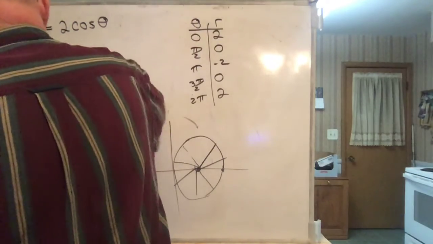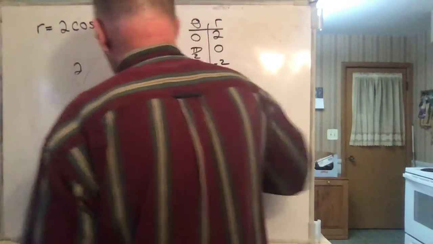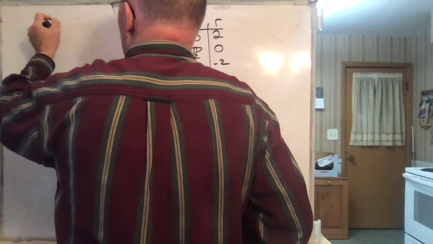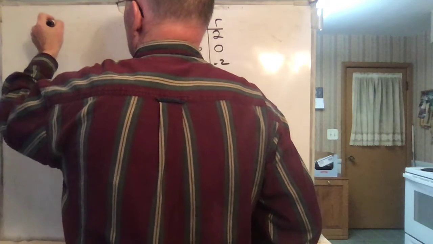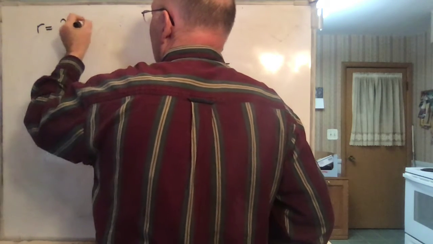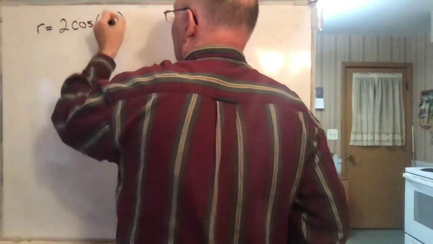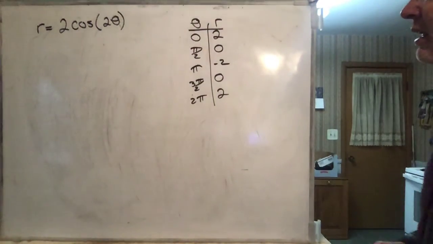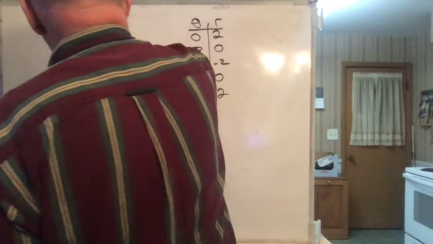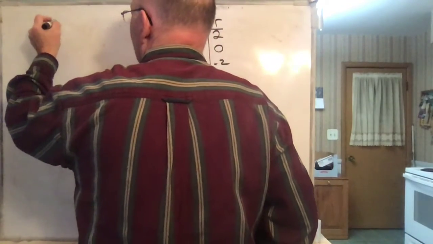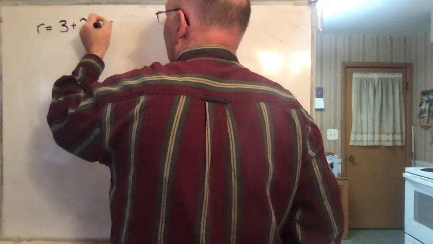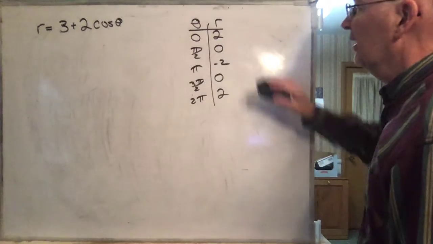Let's make things a little more interesting. Let's make it 2 times the cosine of 2 theta. How's that going to change things? I tell you what, before we do that one, let's go back to this other one, and this one's going to be a little easier. Let's make it 3 plus 2 cosine theta. Let's see what we get here.